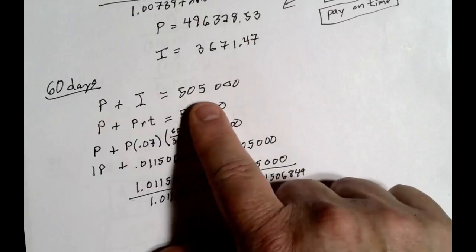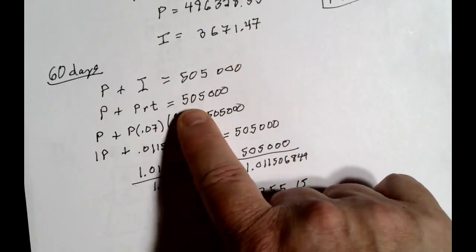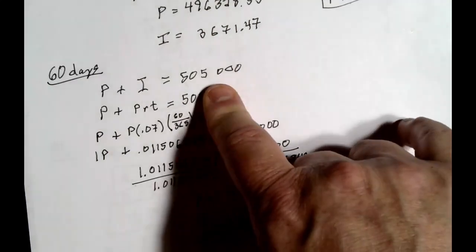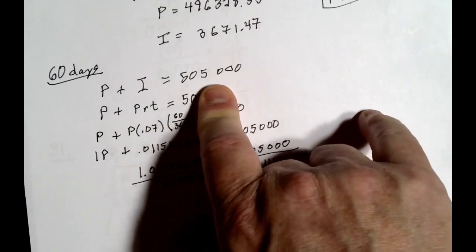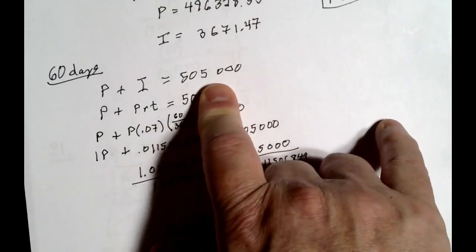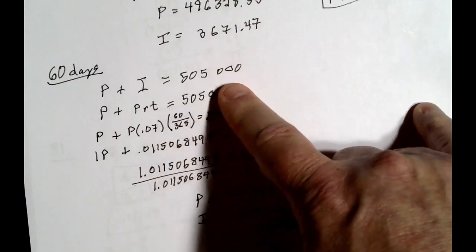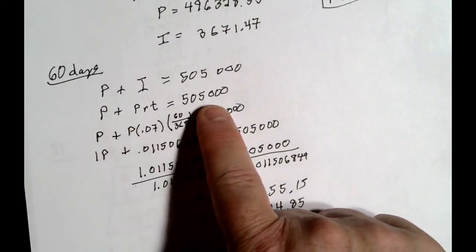Now if it's 60 days, you're getting it at 7% interest, and it's 60 days over 365. Okay, and you have to pay a penalty of 1%. So 1% penalty on 500,000 is 5,000, so you're going to end up having to come up with 505,000. So you plug in the R, the T, and you know what that guy is.